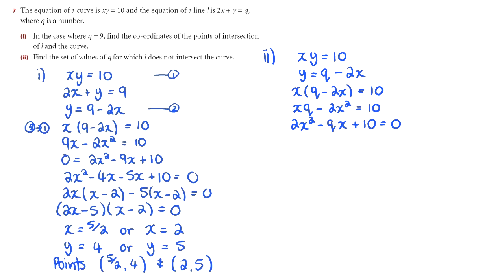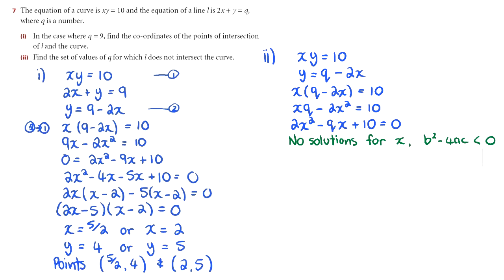All right, so how can we tell with a quadratic the number of solutions? We look at the discriminant, which is b squared minus 4ac. When there are no solutions for x, b squared minus 4ac is less than 0. And so that's exactly what we do.